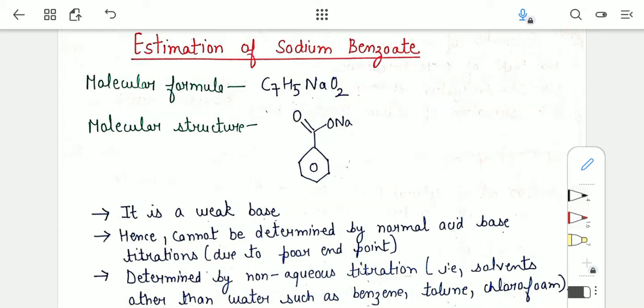So hello everyone. In this video we will talk about the estimation of sodium benzoate. This compound, sodium benzoate, its estimation comes under the topic of non-aqueous titrations. We have already discussed non-aqueous titrations, so now let us begin with this.